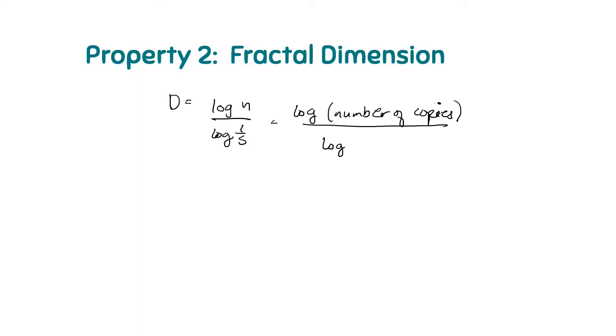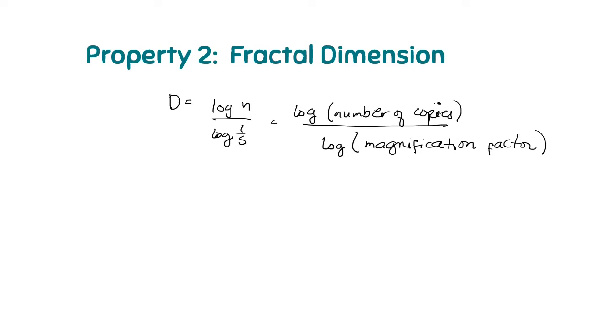Okay, let me just write here the formula that we had for D. We have D is equal to log of n over log of 1 over S. Now, n here is the number of copies. So that it will be easy for you to remember, you have to know what the variables stand for. So n is the number of copies, and 1 over S here is our magnification factor. Okay, so remember that.